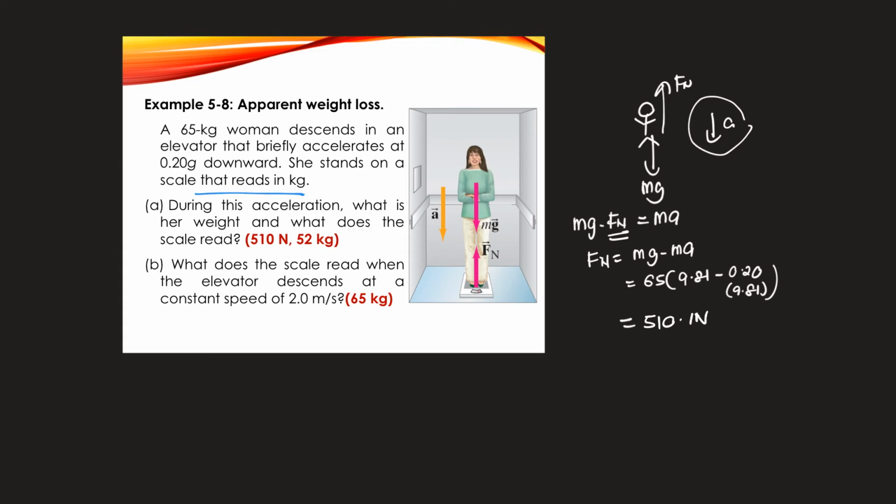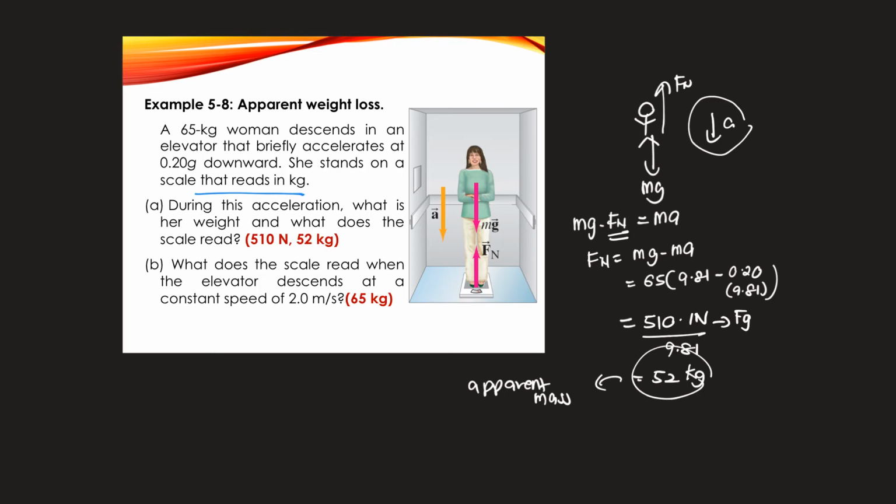Okay, if the question asks you to find what the scale reads in kilogram, you need to divide by 9.81. This is weight or gravitational force, so divide by 9.81. So this woman's weight is going to be reduced to 52 kilogram. This mass we call the apparent mass.